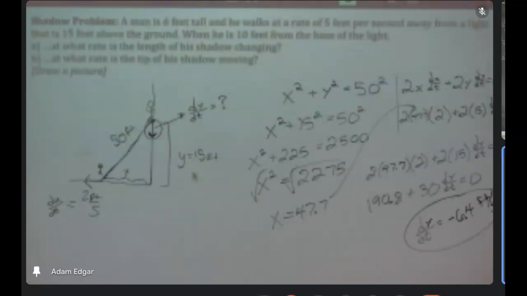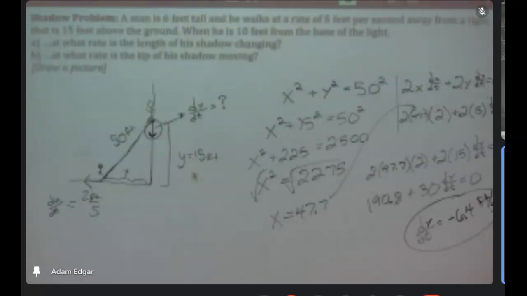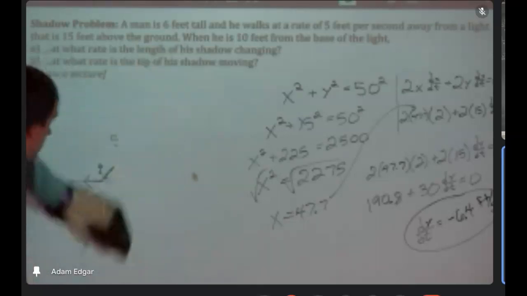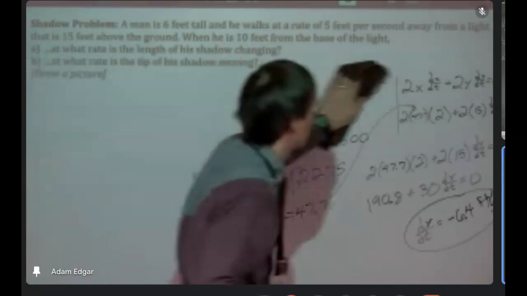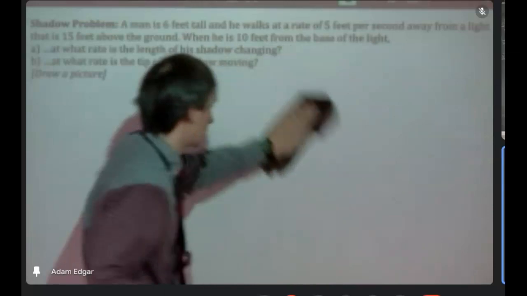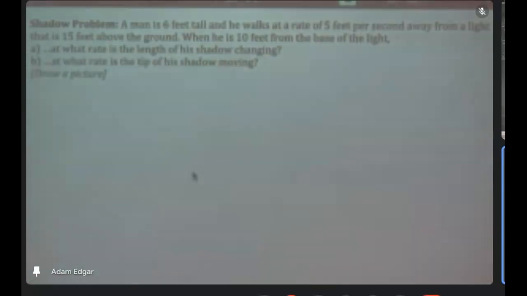All right, shadows. Last one on this packet. Try to draw that. So this one, I think, is hard to visualize and kind of make sense of and get set up, but then the actual math and calculus is easier than all the other problems.